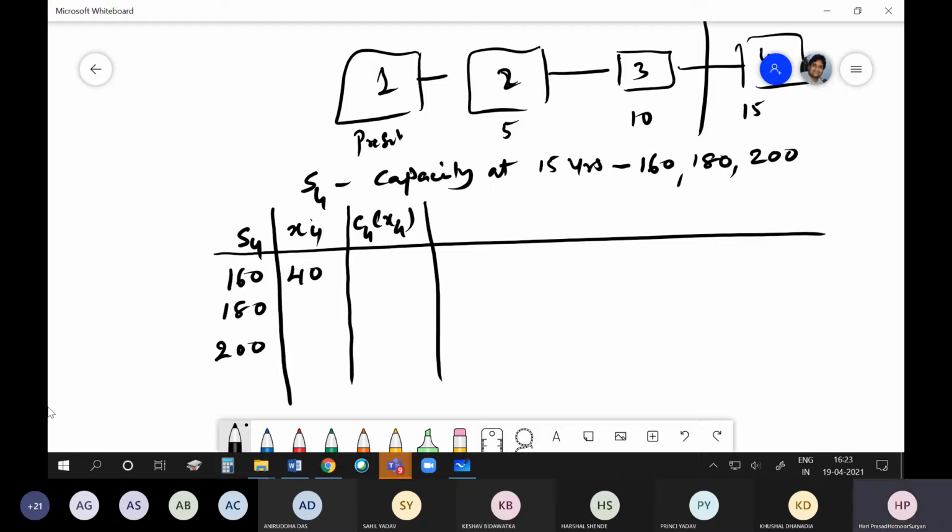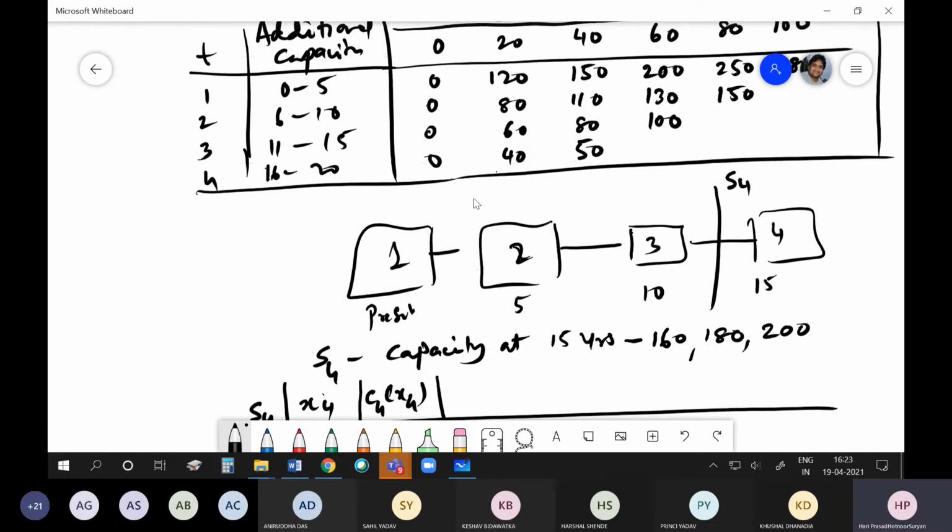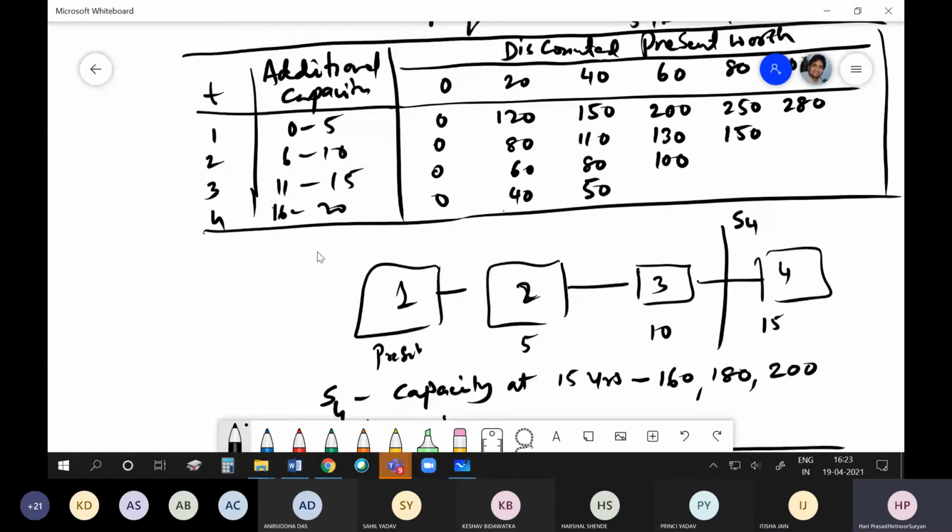From this table, how much is that? If I have to expand 40 units at the end of 15 years, what should be its present worth from this table? 50. Are you able to see this table? So which value do I have to pick up from this table? Sir, 50.